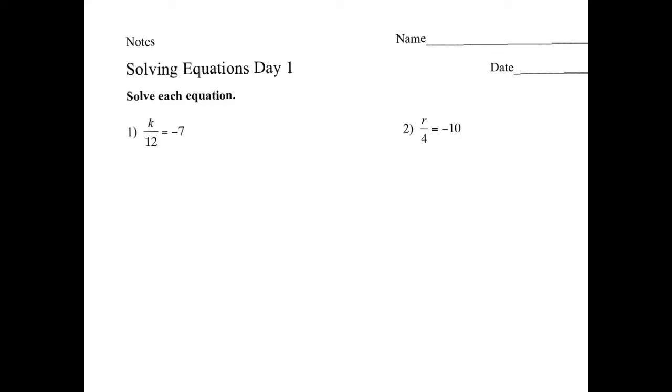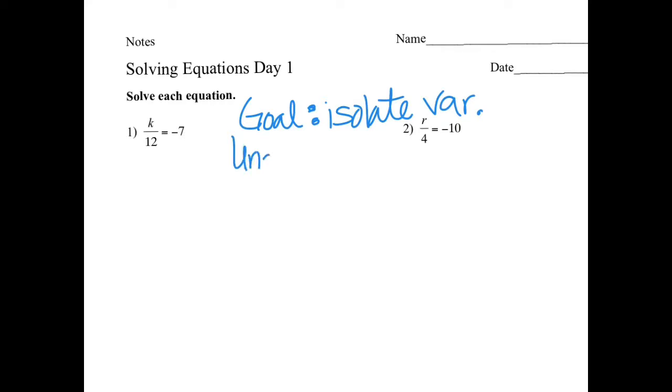All right, so today's lesson is on solving equations. This is a review. So I want to talk about the goal of solving equations. So remember, the goal whenever we solve an equation is to isolate the variable. We're trying to get the variable all by itself. We do that using undo or inverse operations. So let's look at our first example.